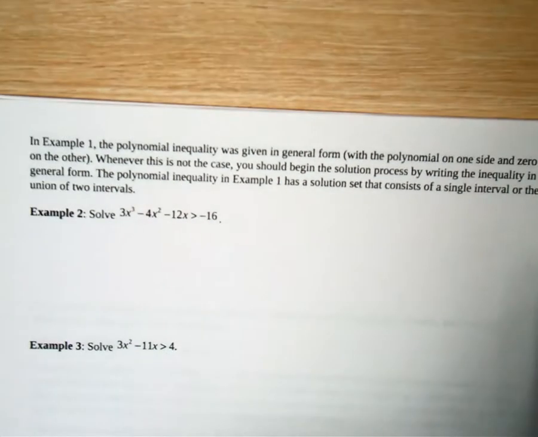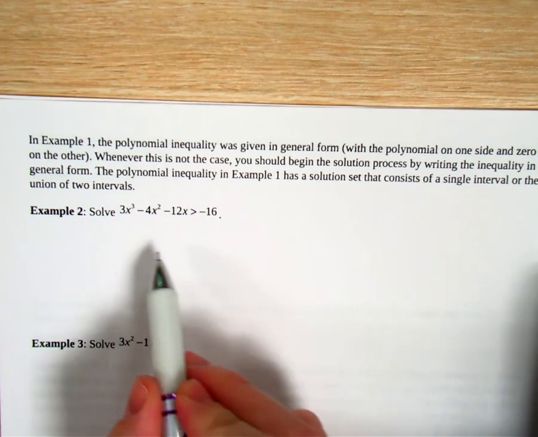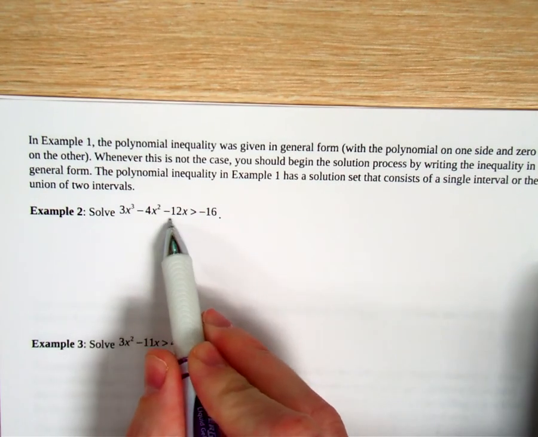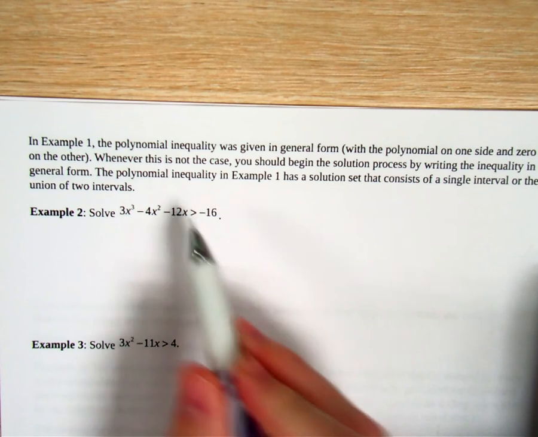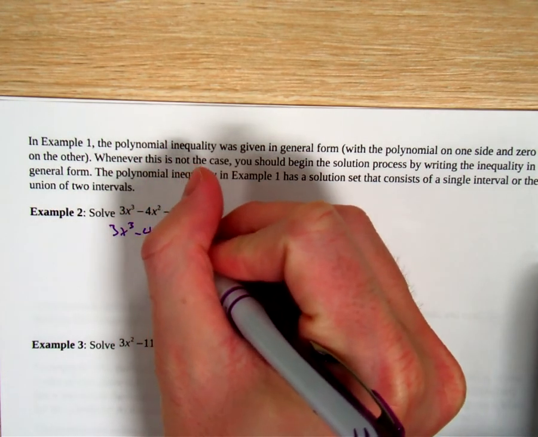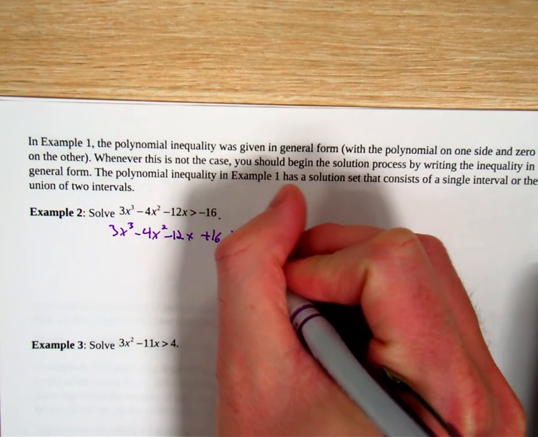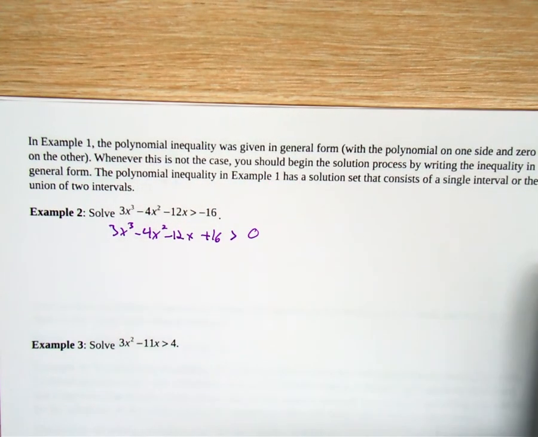Okay, getting a little more complicated. 3x to the third minus 4x squared minus 12x, let's add the 16 over, plus 16 greater than 0. Okay, you're like, oh man, 4 things. Think back to your factoring strategies. What's a good factoring strategy for 4 things?